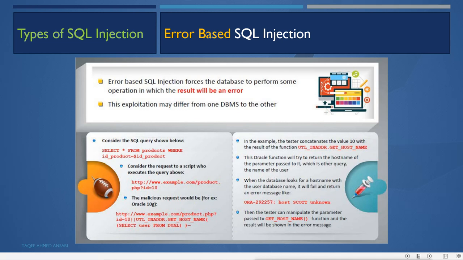By this, the tester can manipulate the parameter passed to the get host name function, and the result will be showing the error message. So actually it is sending the error and trying to get the username here, and it will say the username that host Scott unknown, and by this it can get the username, and after that it will convert this query into the get host name function.